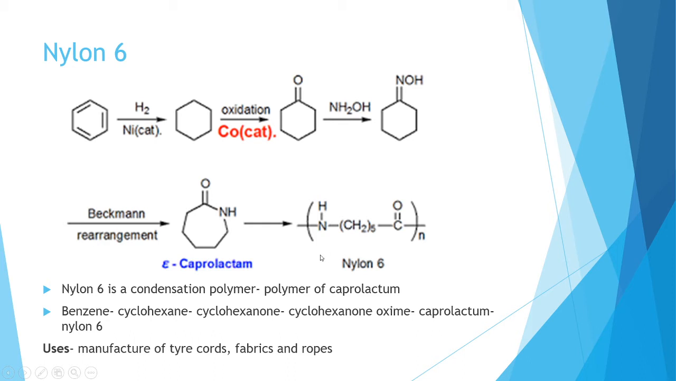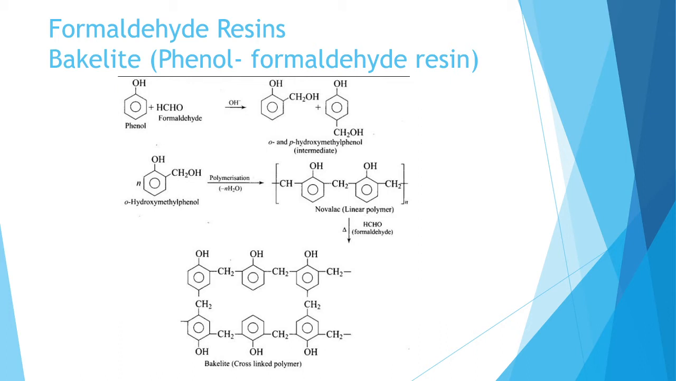So these are the examples of polyamides. First one is nylon 66 and the second one is nylon 6. And this nylon 6 is used for the manufacture of tire cords, fabrics, ropes, etc. And the next commercially important polymer is formaldehyde resins. And the first formaldehyde resin we are studying is phenol formaldehyde resin, otherwise named as bakelite.